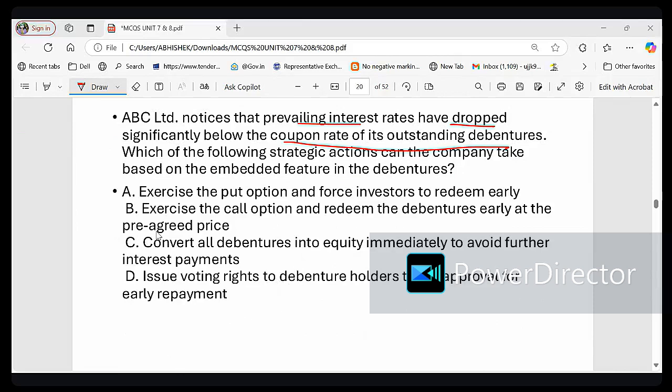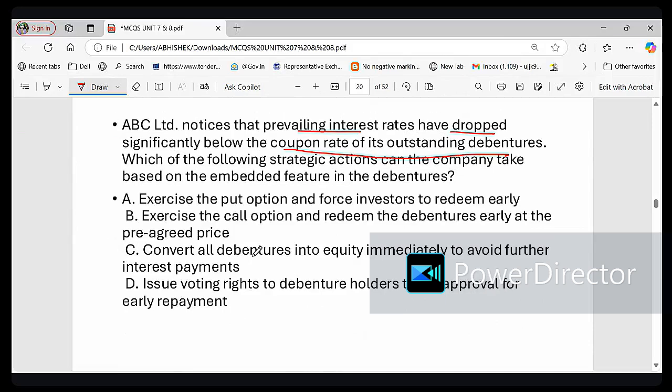What is happening is that the coupon rate is higher than the prevailing interest rate, right? So what should this company do? That is the point. Option A is saying call option. You know call option, put option. If you know the call option and put option, then only you can answer it, right?